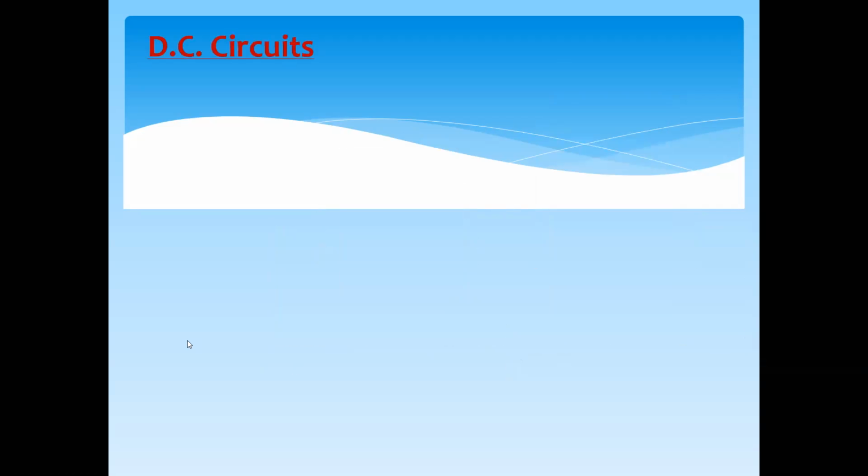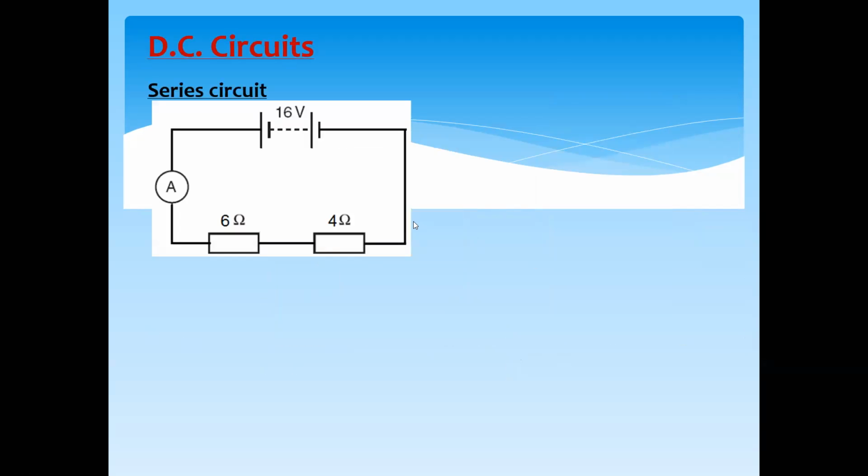So we have DC circuits. DC circuit means a circuit in which the direction of the current remains the same. A DC circuit can be a series circuit. What is the meaning of series circuit? You can see there's only one way for the charges to flow.